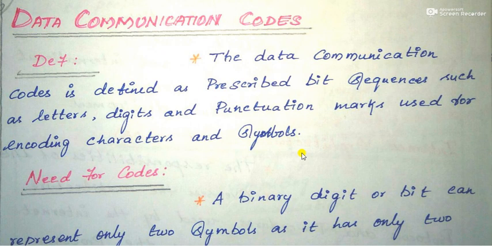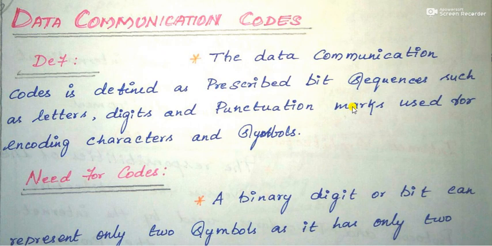So codes is nothing but a group of bits used as a code to represent a symbol. Already we know that a symbol means a group of bits. Now we are going to see the definition of data communication codes. Data communication codes are defined as a prescribed bit sequence, such as letters, digits and punctuation marks, used for encoding characters and symbols.